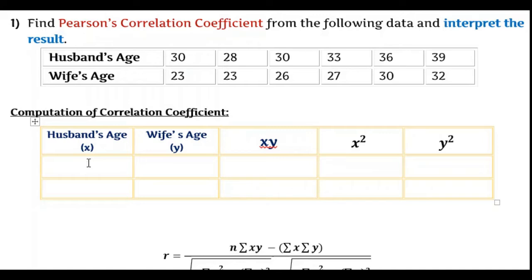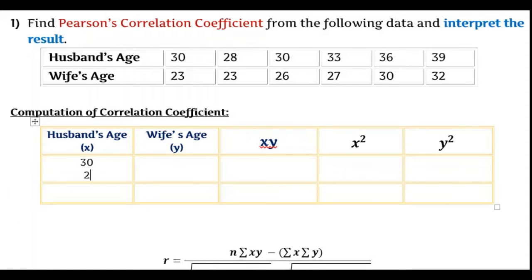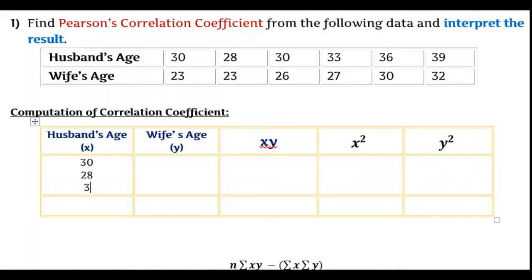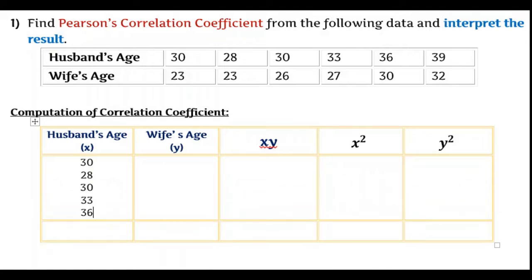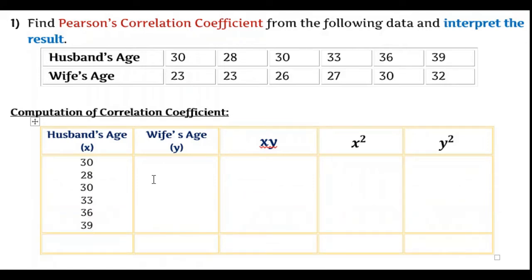First let us write husband's age information which they have given. So these are the values. I'll be writing down now. So 30, you can write in your notebook, 28, 30, 33, 36 and 39. So this is the x value. Then I need y. Y is wife's age. So that is 23. Next value is 23, 26, 27, 30 and 32. So these are the six values which are given.